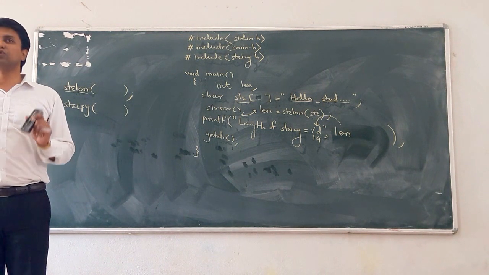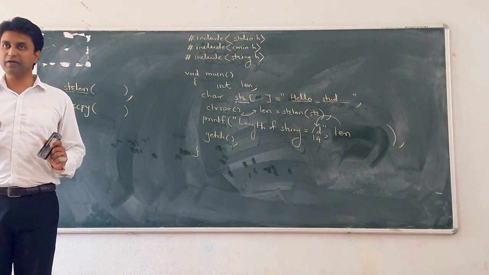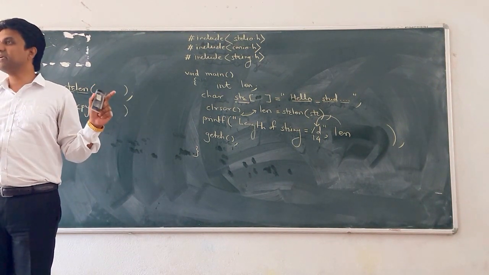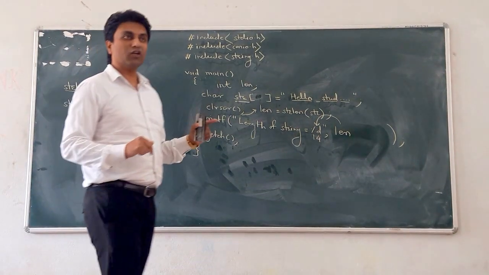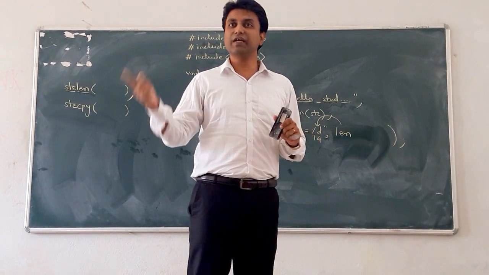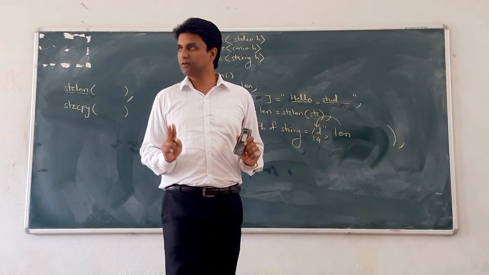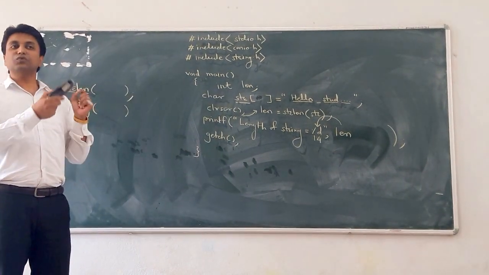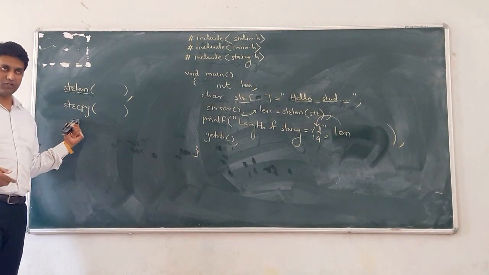Okay, so we know that two strings are not copied using the equal to operator. Two integer values are copied using the assignment or equal to operator, but two strings are not copied by using equal to. It gives you an error. That part we have already studied. Clear? That's why to copy one string to another string, we have to use the string copy function.